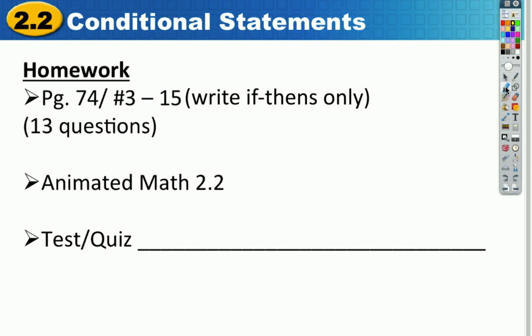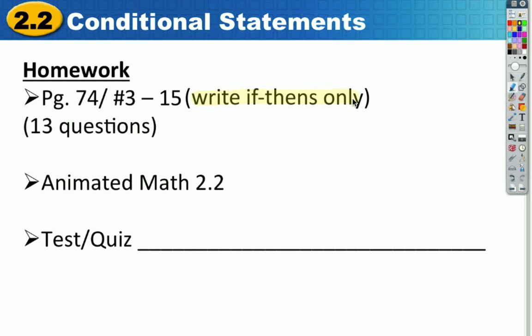It asks you to do a whole bunch of stuff that we didn't study yet. We're going to study tomorrow. I don't want you to do all of it. I want you to write the if-thens only. It's going to ask you to do the converse, the inverse, and the contrapositive. We didn't study that yet. So do the if-thens only. So it's a total of 13 questions. It really shouldn't take you that long. It's just a matter of writing.